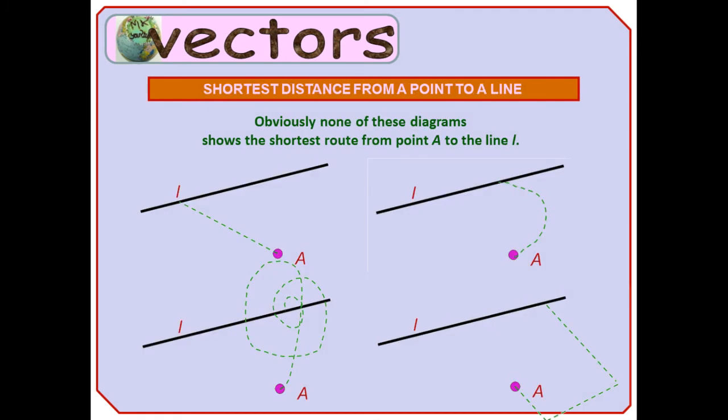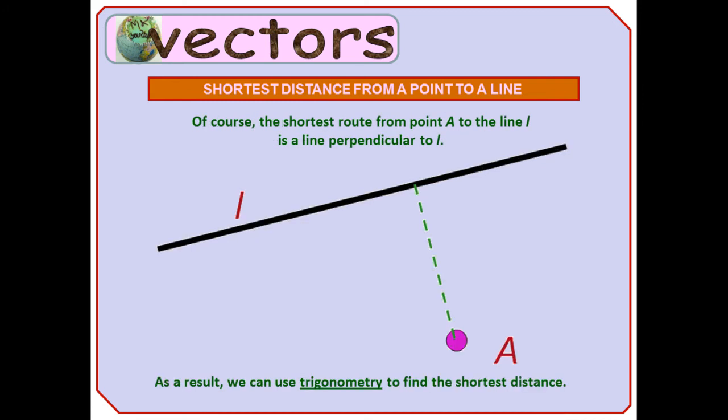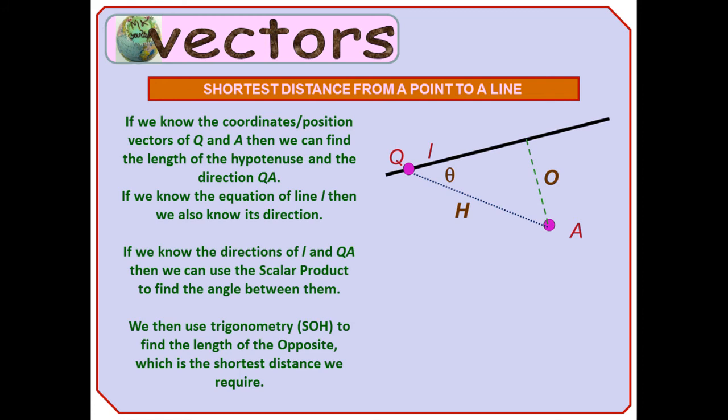And now we turn our attention to the shortest distance from a point to a line. Obviously, none of these diagrams on this slide shows the shortest distance from point A to the line L. Of course, the shortest route from point A to the line L is the line perpendicular to L. As a result, we can use trigonometry to find the shortest distance. If we know the coordinates or position vectors of Q and A, then we can find the length of the hypotenuse and the direction, QA.